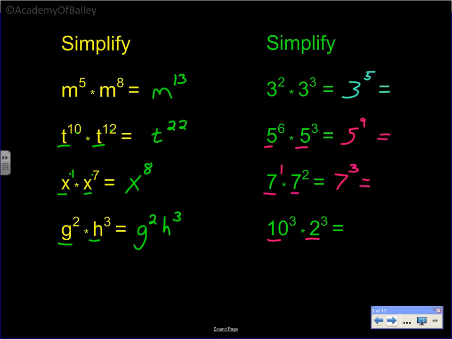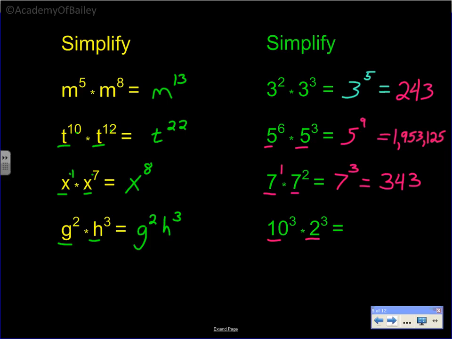If you couldn't come up with those solutions, don't forget, most of you are on a computer. Most computers do have a calculator there. 3 raised to the 5th power is 243. 5 raised to the 9th power is a fairly large number. 1,953,125. And 7 cubed, 343.